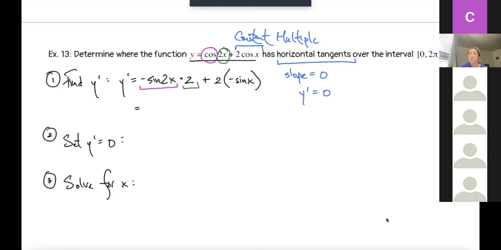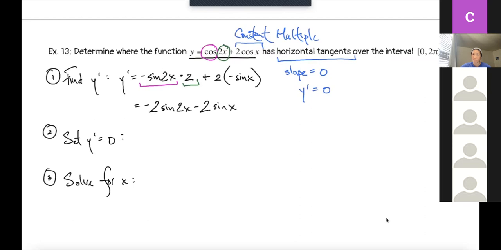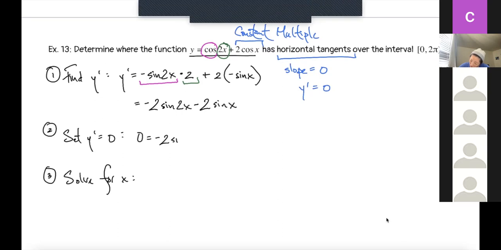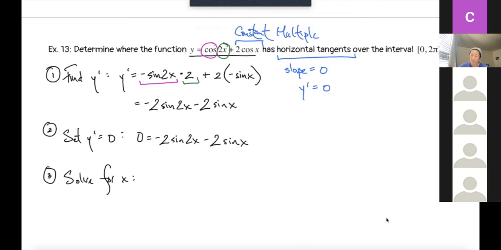Since we're going to be doing something with this, let's clean this up a little bit, see what we get. Negative 2 sine 2x minus 2 sine x. That's what we get for our derivative. Now we've got to set this equal to 0. So we get 0 equals negative 2 sine 2x minus 2 sine x.